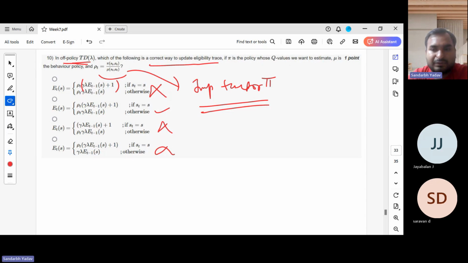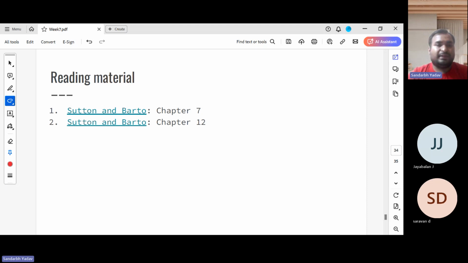Okay, then if there is no other doubt, maybe I'll discuss the reading material. The reading material is in Sutton and Barto, chapter 7 and chapter 12, which you can do. And one more thing is that from next week, it will be function approximation. So maybe I'll give you a brief idea before leaving.